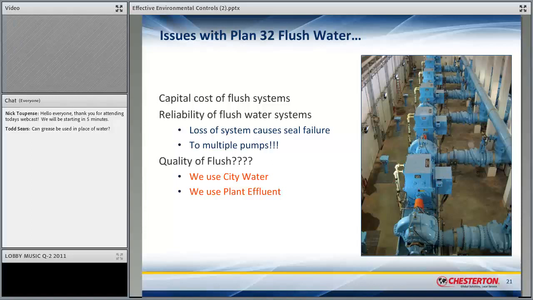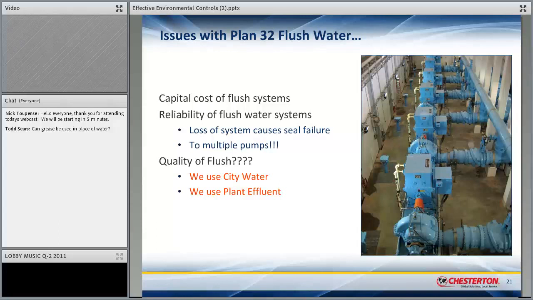There's also the reliability of flush water systems. In my years of doing business in this industry, one millwright said to me at one point, if there's a valve to be turned off, sooner or later it will be turned off. And if it has anything to do with a flush water system, it could result in the loss of many mechanical seals to multiple pumps.